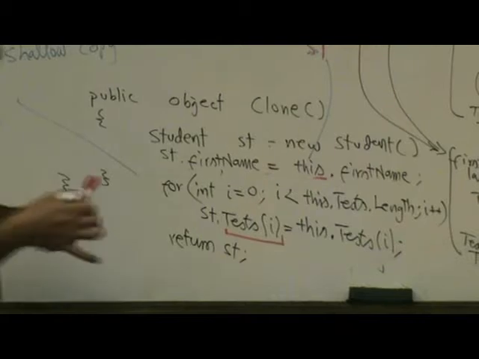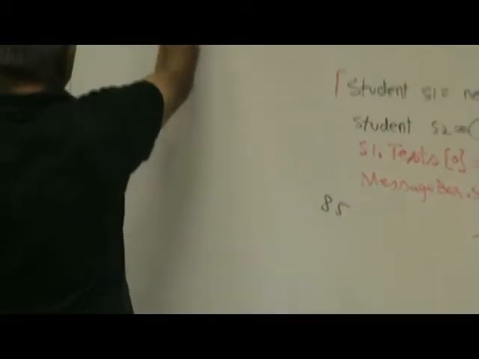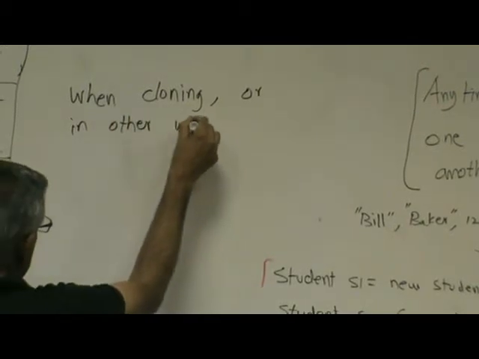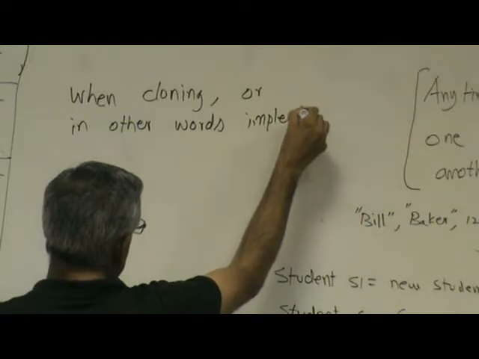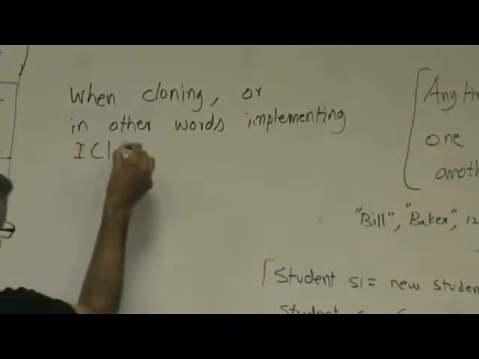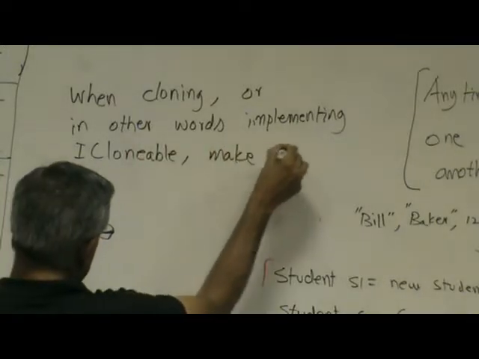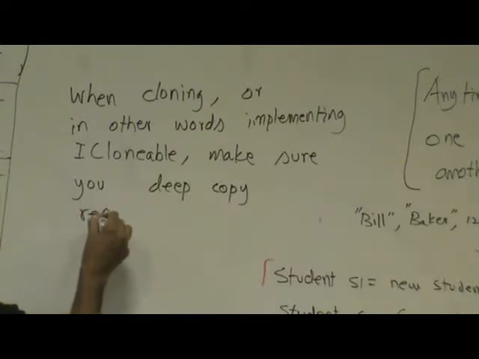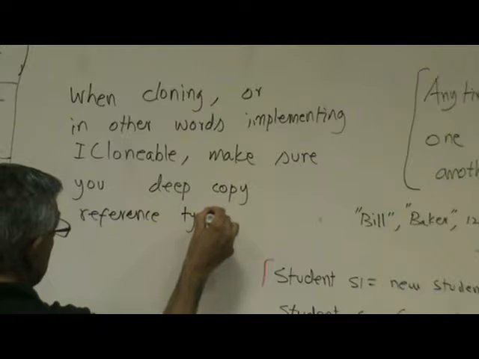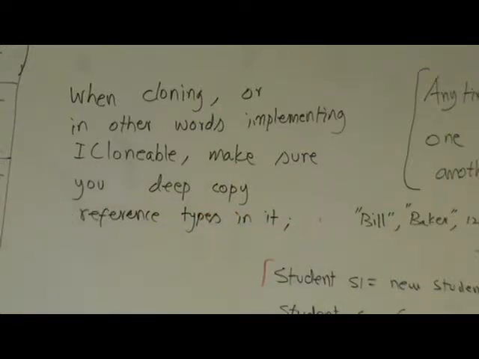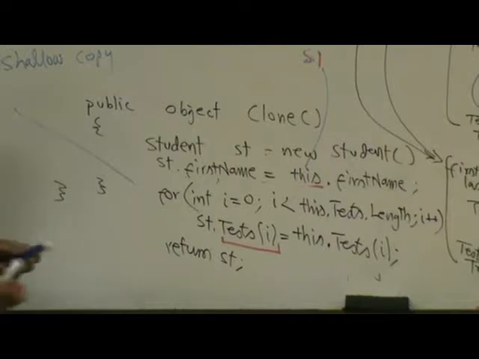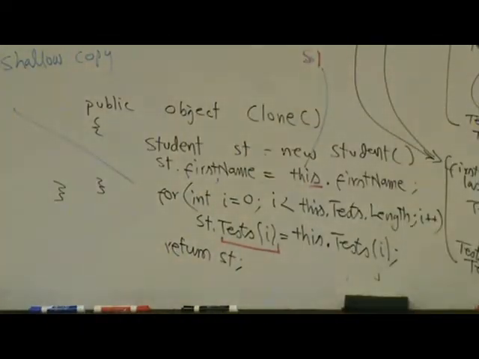Okay, so now if you run it, it will come out correct. So the moral of the story is that when cloning, or in other words, implementing ICloneable, make sure you deep copy reference types in it. So for example, if there's an array involved, you go one by one and copy the data in the array. Okay, so now let me go to the computer, create this scenario, and show you a couple of interesting things.